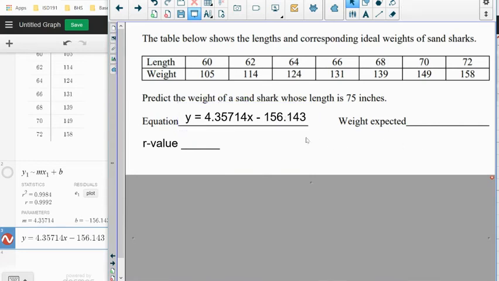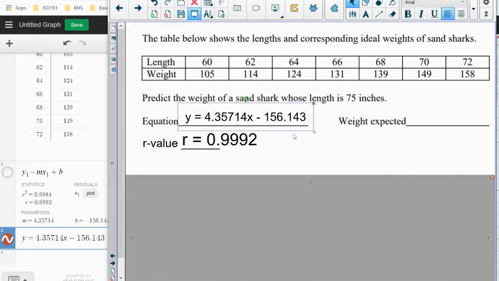All right, so my R value was 0.9992. Again, that's right here. My R equals, not R squared, but R equals my R value. And the last thing I have to do is figure out, well, what's the expected weight? So they're saying, what if the length is 75? So again, length was my X value.